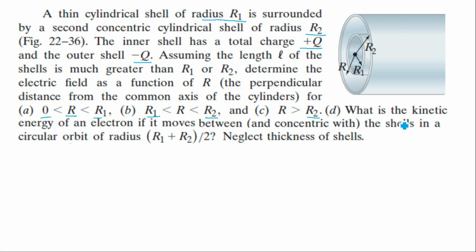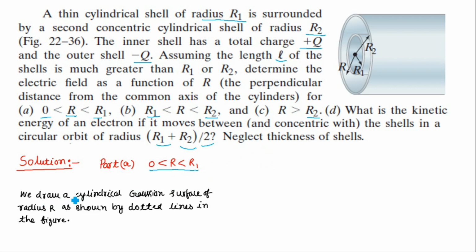Then we have to find the kinetic energy of an electron if it is placed between the two concentric cylinders at a radius equal to (r1 plus r2) upon 2. So first of all we will be doing part A, for which r lies between 0 and r1.